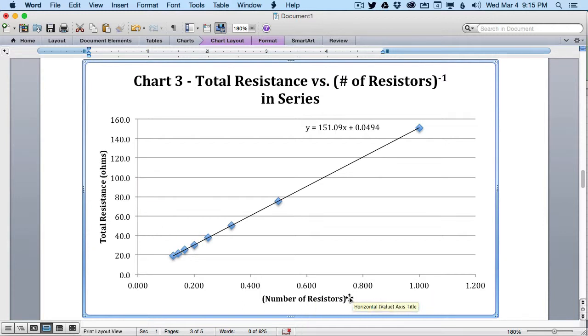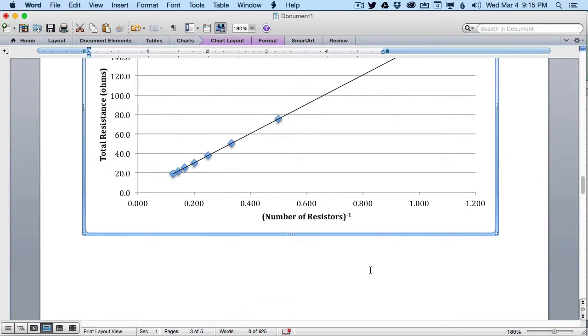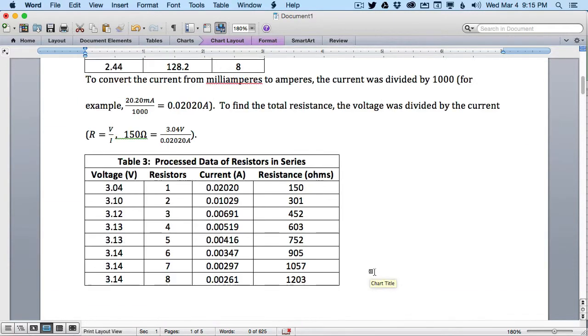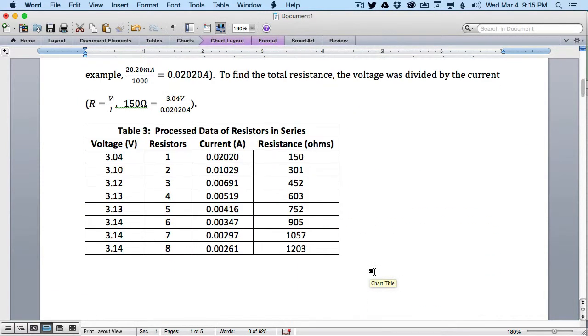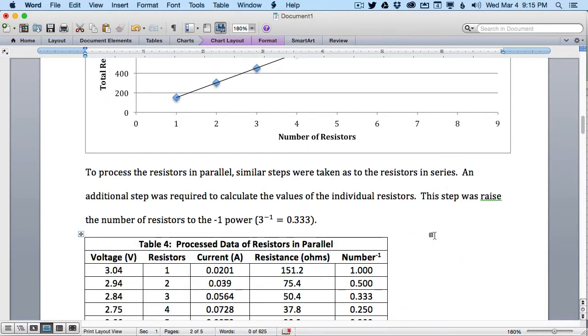Notice also I have no units for number of resistors. Number doesn't have a unit. It's just a number. So this is my analysis section. Analysis is where you take the numbers and you tweak them. A lot of this is done in Excel and just copied over.